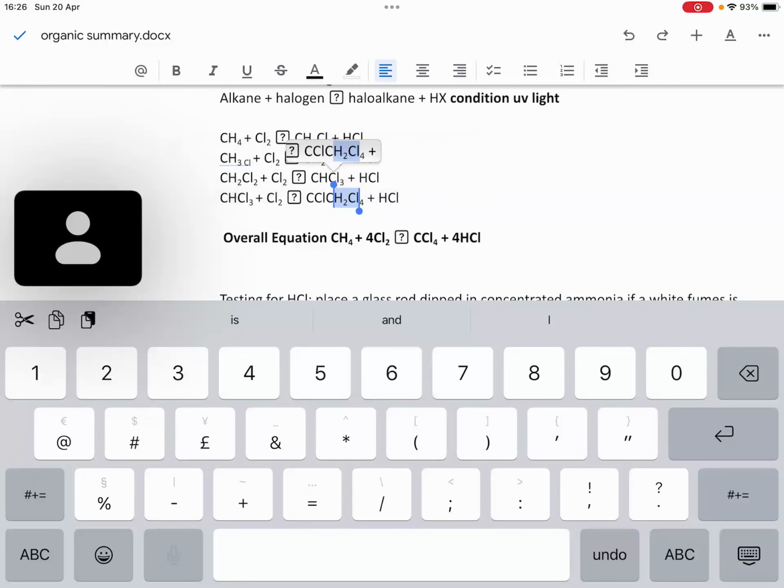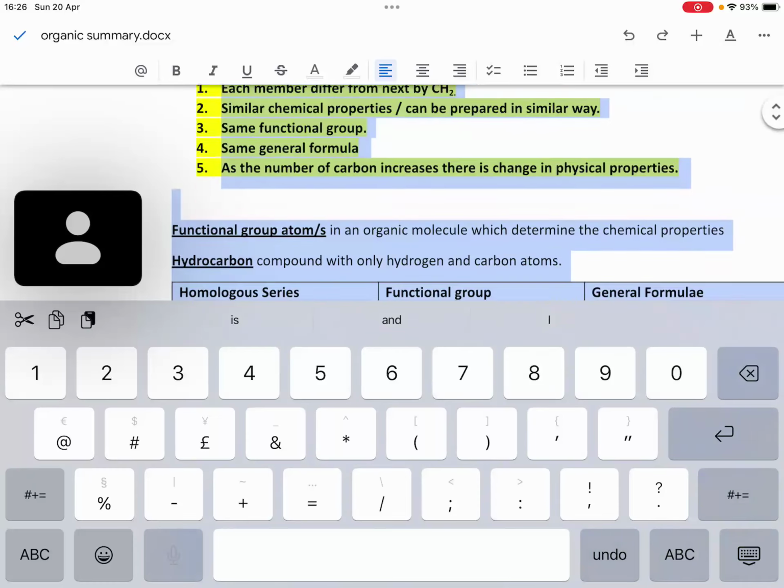I'm going to post it on a different WhatsApp group that we have started.